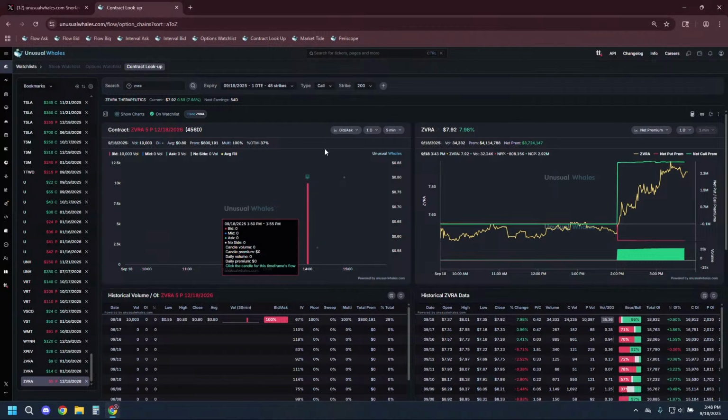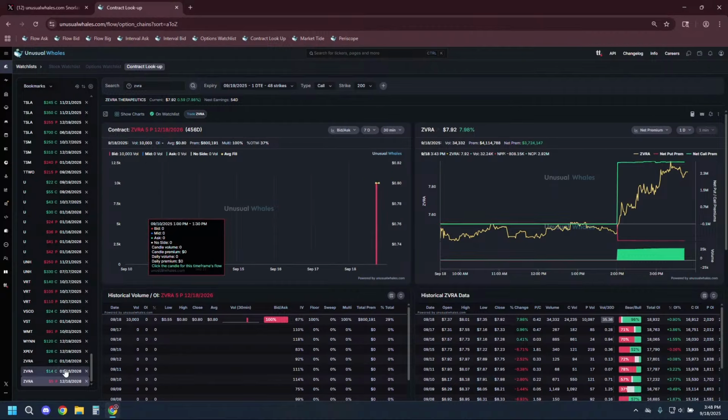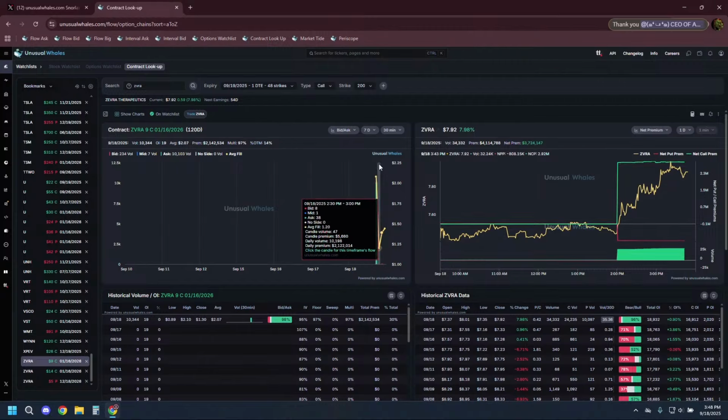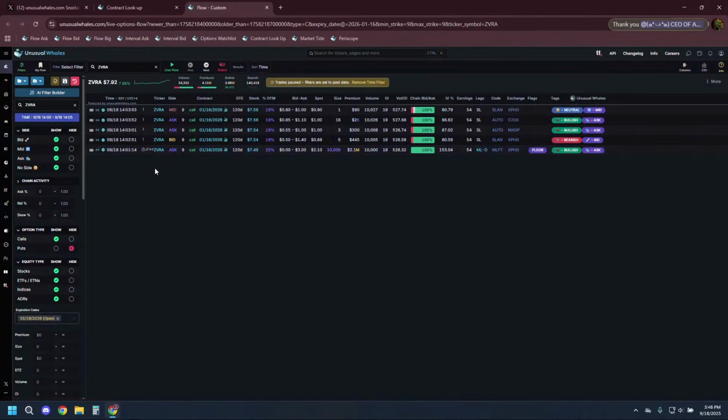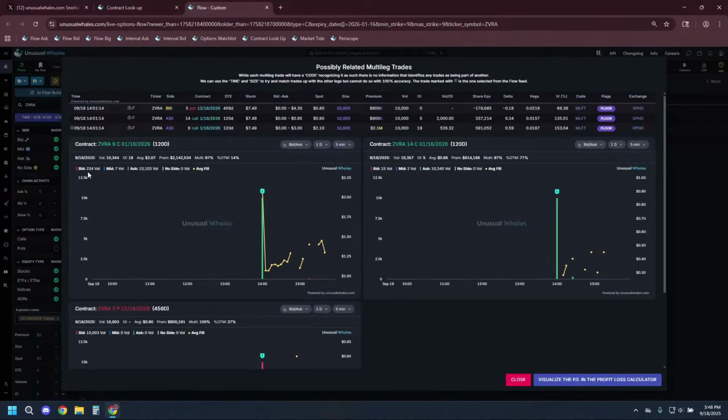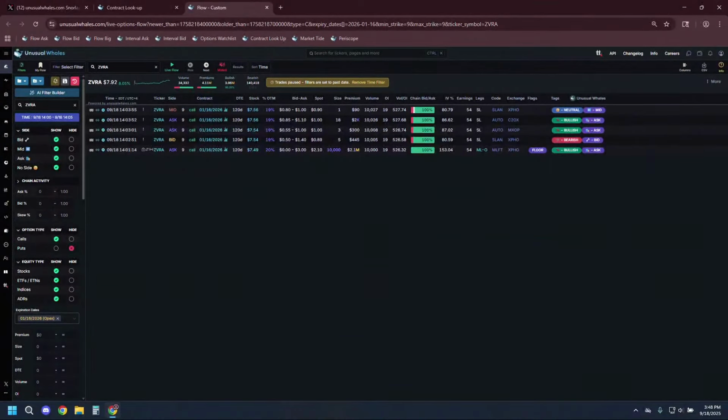What is this? Oh, they already made, well, why did they get filled so shitty here? Let's see. I mean, they probably overpaid massively. Who knows? I don't know. Very, very poor liquidity on this contract, as you can see. So, not sure. Lots going on there.